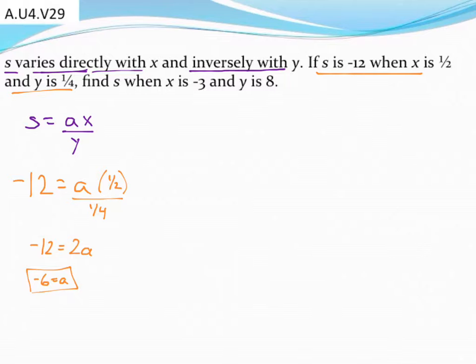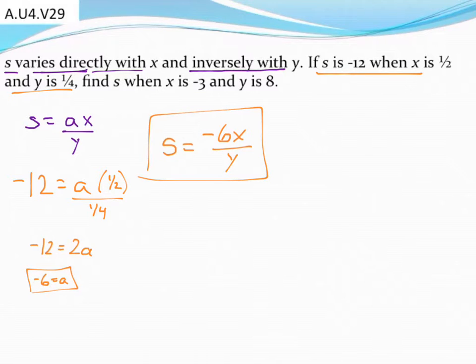So I can use that back up here to write my equation. Sometimes they ask you for the equation. So I would know that s equals negative 6 times x, and then divided by y. Oops, let's make that a better looking y so it doesn't look like a 4. So there's my model with the constant of variation figured out.